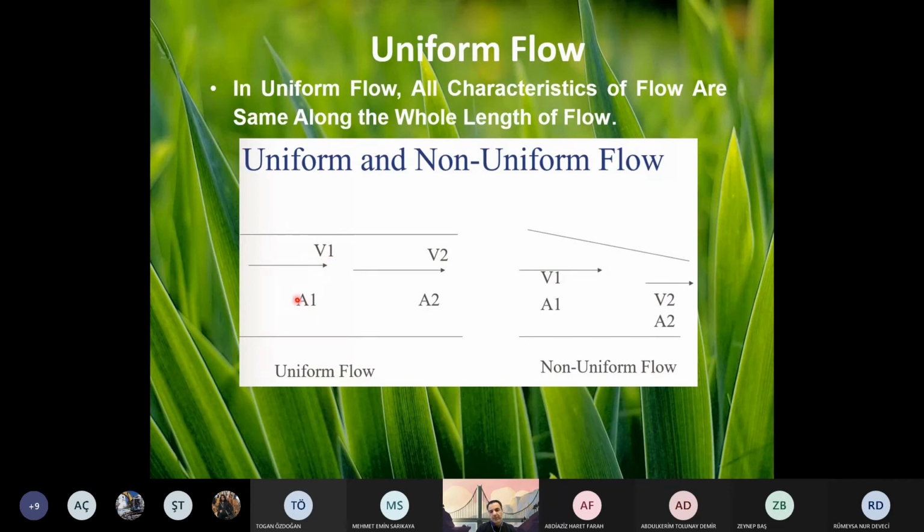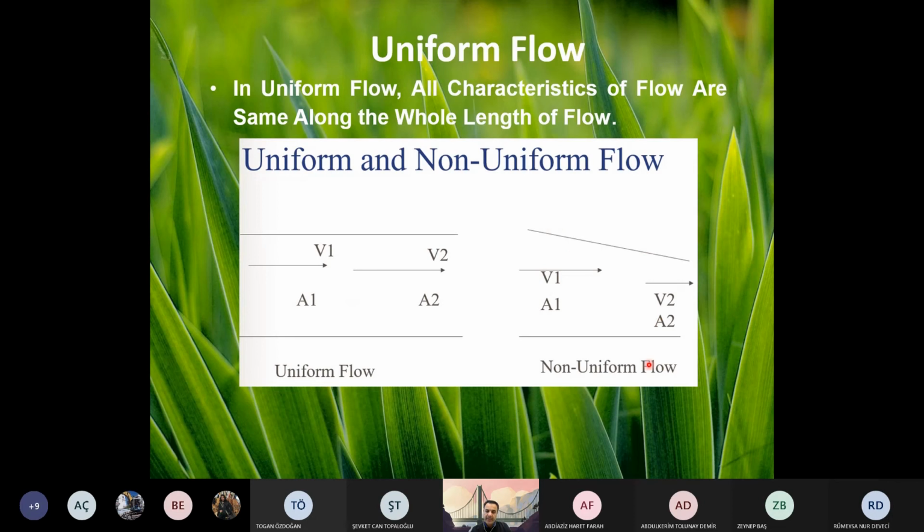Therefore, based on the geometry, you can calculate A1, which means the area of the cross section. And we have V2 and A2 in section 2. If the flow is uniform, we said that V1 should be equal to V2 and A1 should be equal to A2. This is the definition of uniform flow.